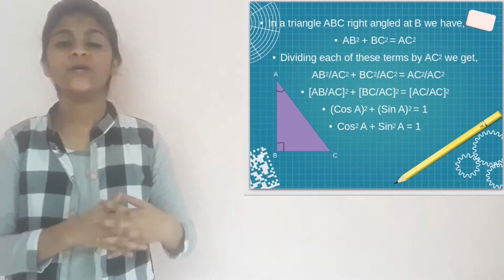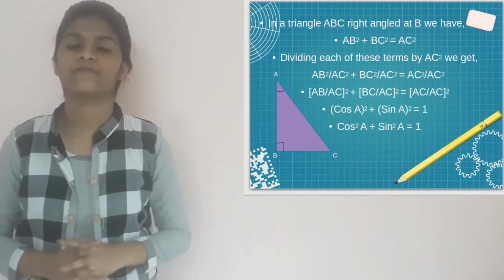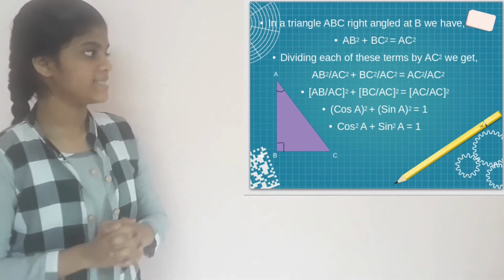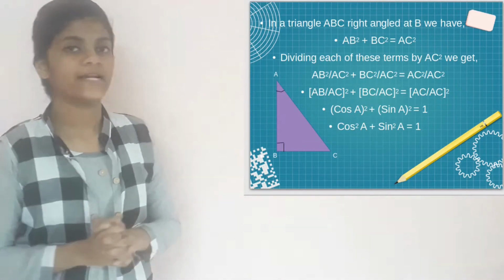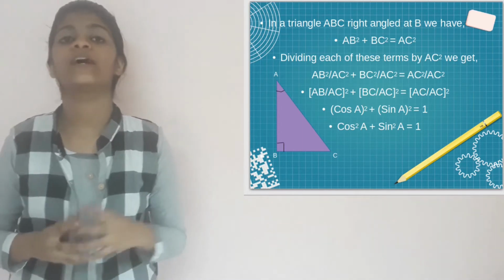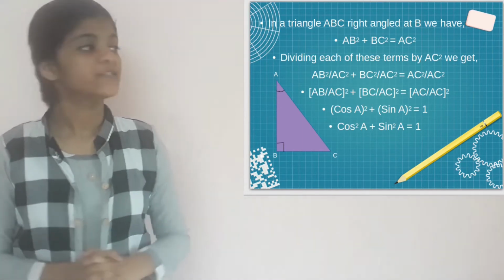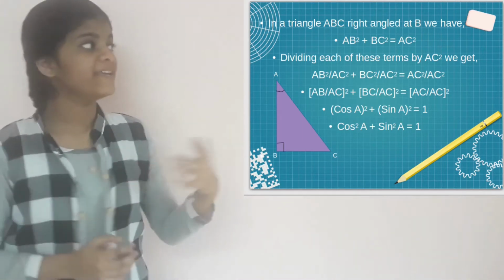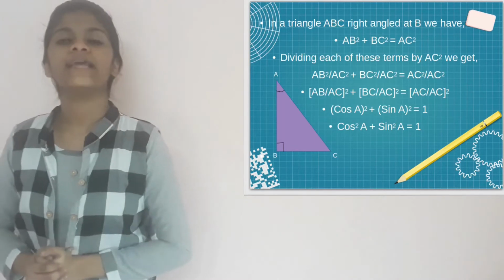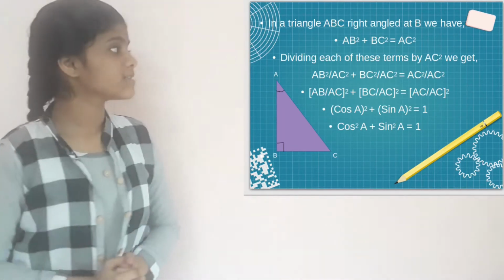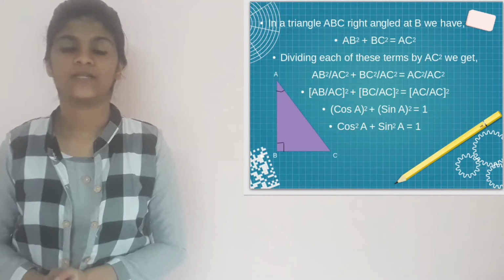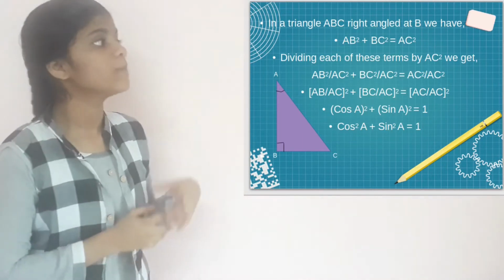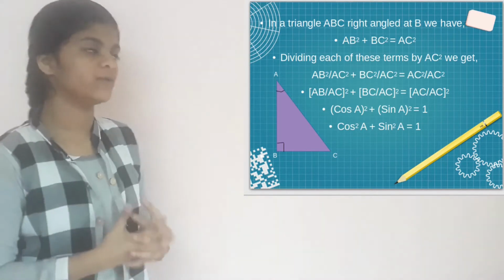Now here we consider the trigonometric ratios of angle A. For angle A, AB by AC is equal to the side adjacent to angle A by hypotenuse. And you know adjacent by hypotenuse means cos A. So (AB by AC) the whole square changes to (cos A) the whole square. Now (BC by AC) the whole square. For angle A, BC by AC means the side opposite to angle A by hypotenuse. And you know opposite by hypotenuse is equal to sine A. So (BC by AC) the whole square changes to (sine A) the whole square.